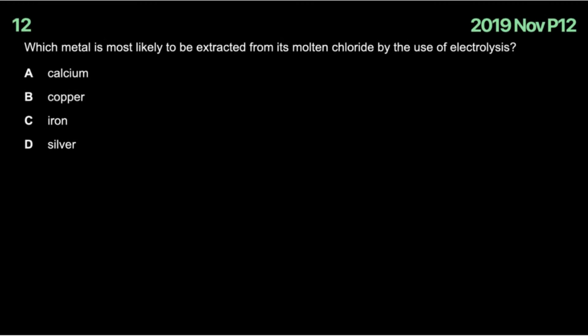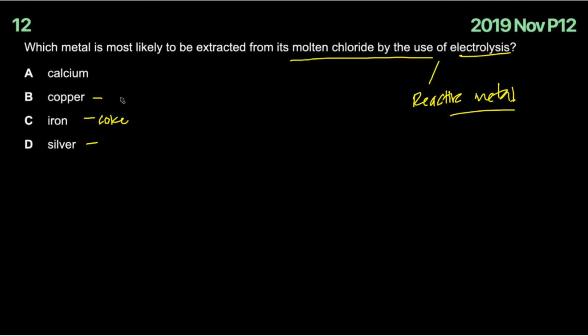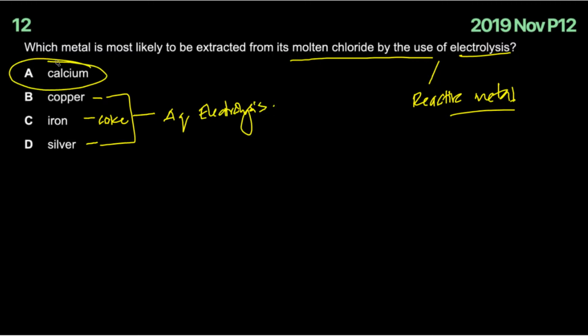Now, which metal is more likely to be extracted from its molten chloride? What gets extracted by molten chloride using electrolysis? A very reactive metal. Okay. So copper, iron, silver. Copper is by coke, and iron is by coke, and copper and silver by aqueous solutions. Remember, aqueous electrolysis. They want electrolysis by molten, so it must be calcium. The more reactive the metal, the more likely it will be extracted by electrolysis.